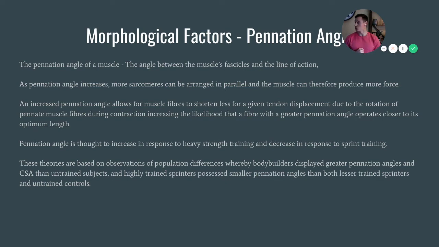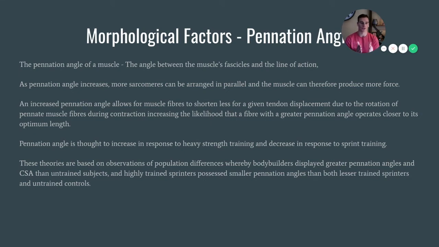So again, a little bit of a definition there for you. The pronation angle of a muscle is just the angle between the muscle's fascicles and the line of action, the direction that we're moving the joint. As pronation angle increases, more sarcomeres can be arranged, and the more force that can be produced. An increase in pronation angle allows muscle fibers to shorten less for a given amount of movement, due to the rotation of the muscle fibers, increasing the likelihood that fibers with a greater angle of pronation operate closer to their optimal length.